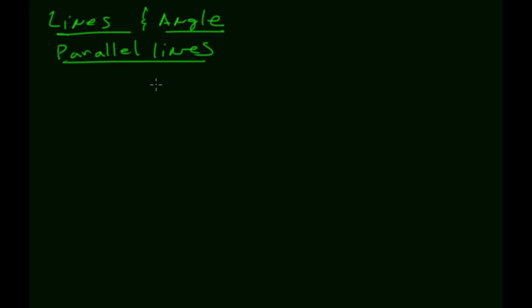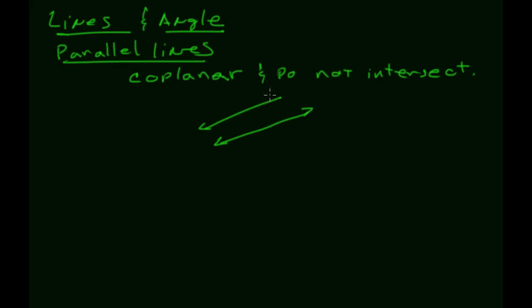Parallel lines are two lines that are coplanar, so they have to be in the same plane, and they do not intersect. So they're lines that are coplanar and they do not intersect. So these two lines are in the plane of like the screen here, and they are not intersecting with each other.